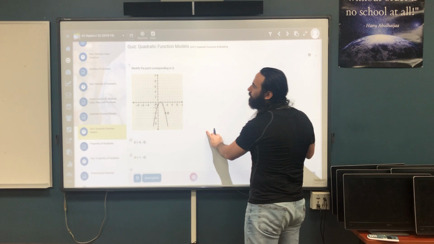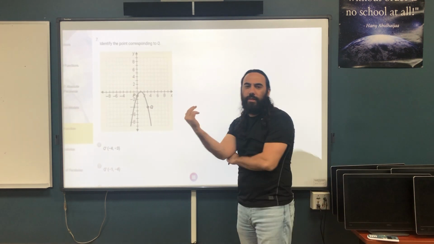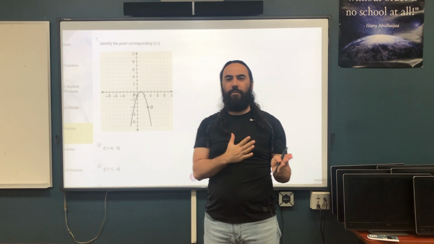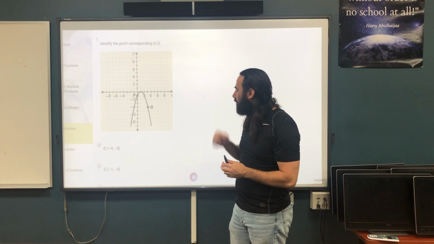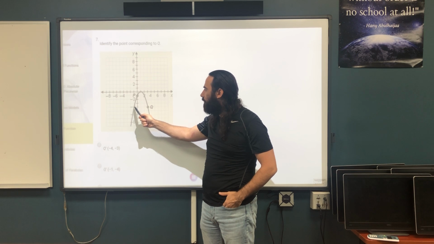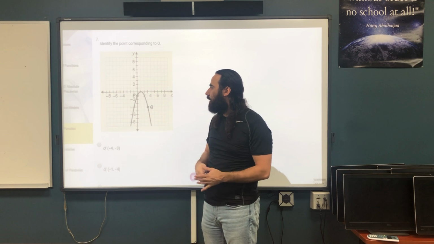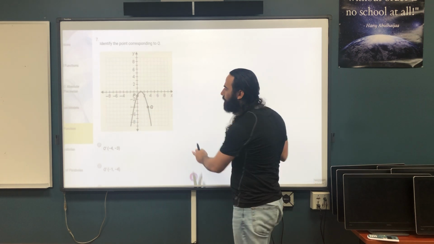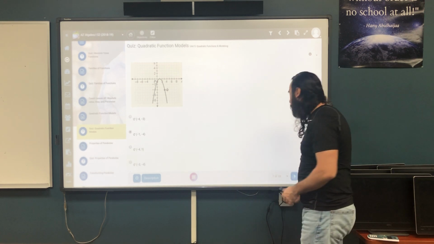Question 7, identify the point corresponding to Q. The same thing. Corresponding point, it always has the same y value. It always has the same y value in here, in the quadratic function. So the y value in this case is -4. So this will be the point. The y value is -4, you go down, so it's going to be -1. So -1, -4 is the corresponding point. -1, -4, so the answer will be the second one.